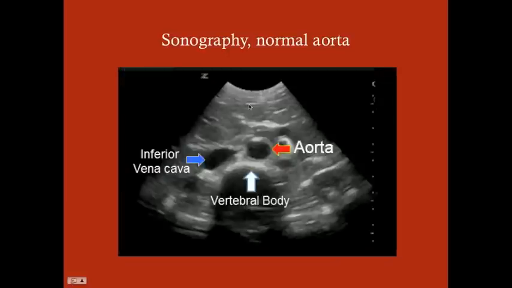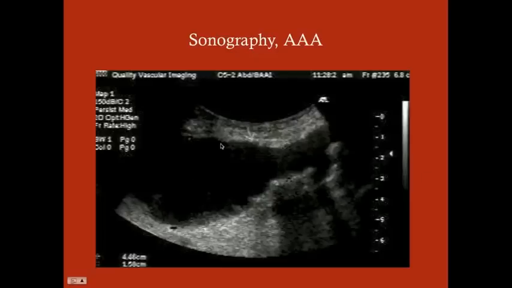So here's another view of a normal aorta. Here you're looking at it straight down, and here's your aorta, your inferior vena cava, and then the vertebral body. So here's a transverse view, a lateral view of the abdominal aorta. This is clearly much bigger than 3 centimeters. This would be probably your normal size right here, 1.7, maybe 1.8 centimeters. Here you're talking about 5 centimeters, 6 centimeters.